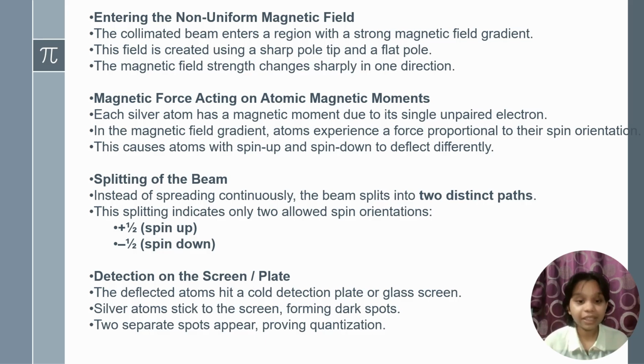In this case, the splitting of the beam is observed. Instead of spreading continuously, the beam splits into two distinct paths, and we can call these the up spin and the down spin, as plus 1/2 and minus 1/2. This result is observed on the screen or the plate. Two separate spots appear that prove that the atom has a quantized spin magnetic moment.